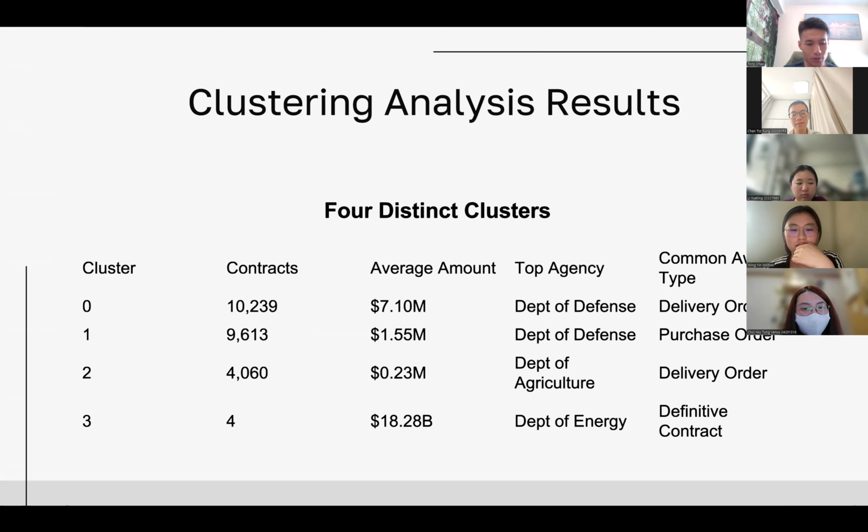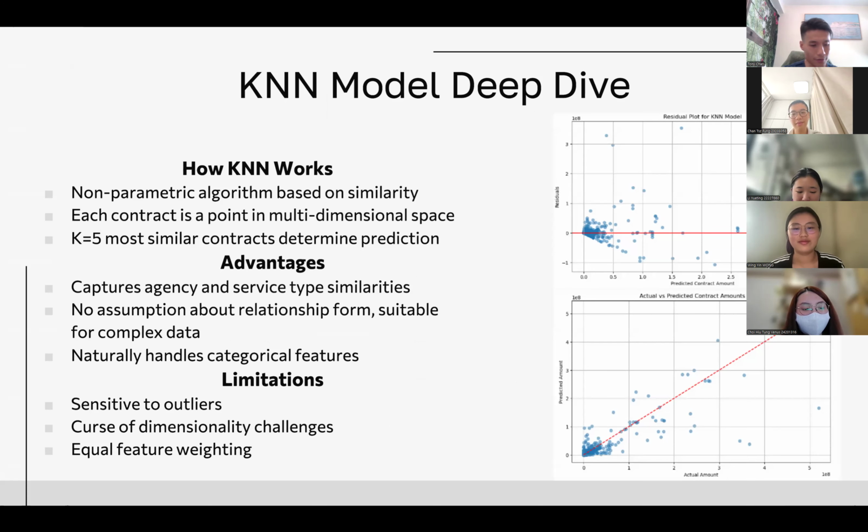Clustering revealed 4 main contract groups. Clusters are dominated by the Department of Defense. Amounts are averaging from 7.1 million to 18.28 billion. Here, KNN identifies 5 similar existing contracts to predict new values, fitting well with government contracting's complexity, despite certain limitations such as sensitivity to outliers and challenges in high-dimensional spaces.